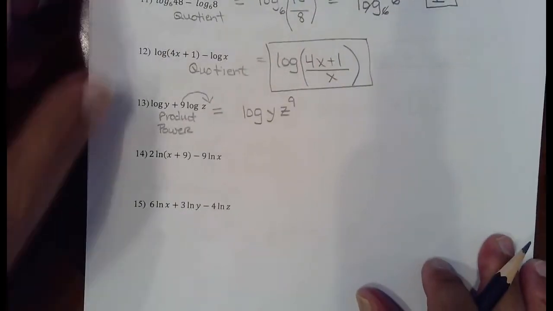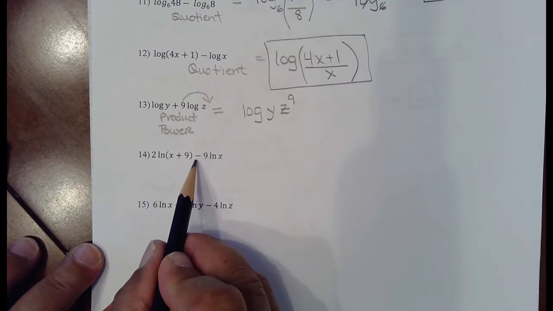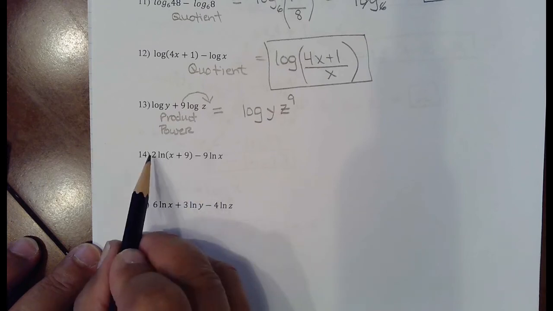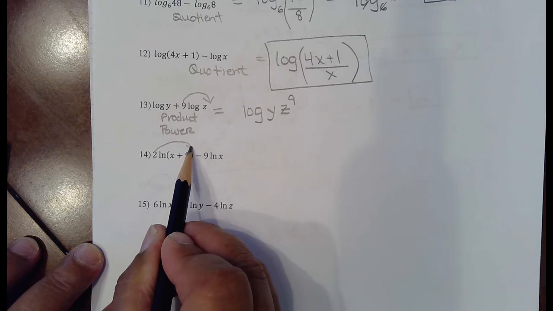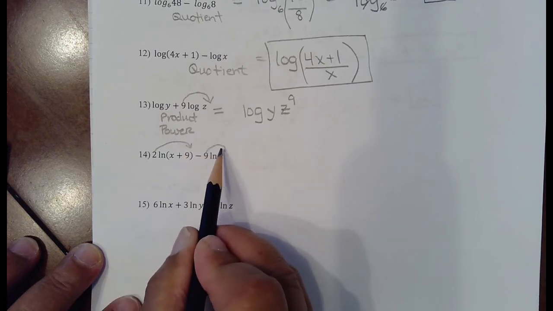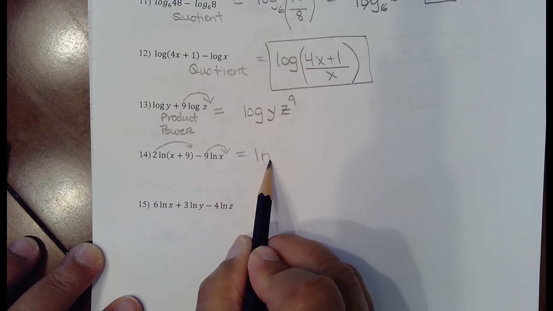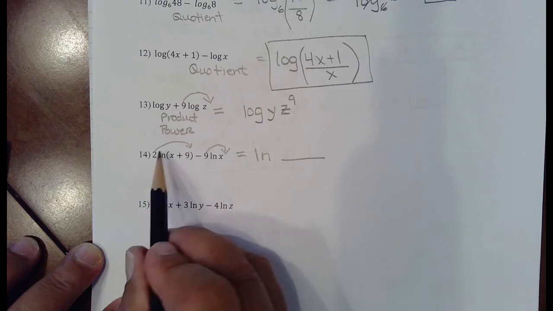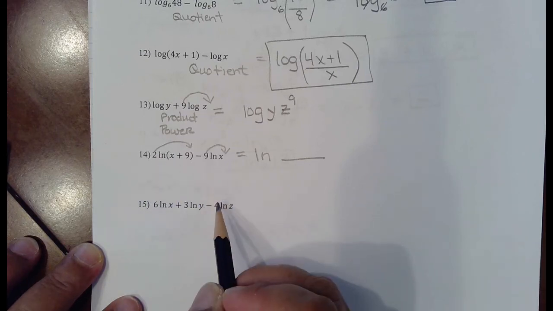Okay, moving to number 14. Okay, we're dealing with a quotient here. Only there are coefficients in front of both of these logs, so those need to be brought back up into the power position while creating the quotient. This is going to come right back up here. So we're going to do single log. We're going to do our quotient. This would be in the top of the quotient. This would be the denominator of the quotient.